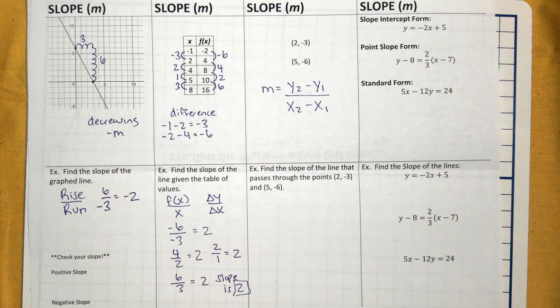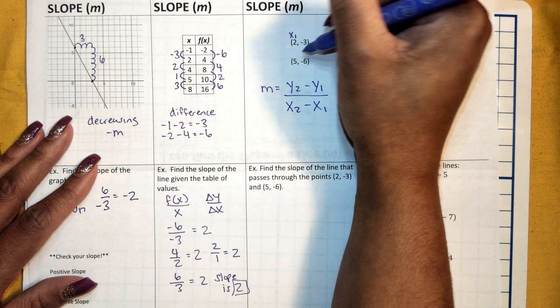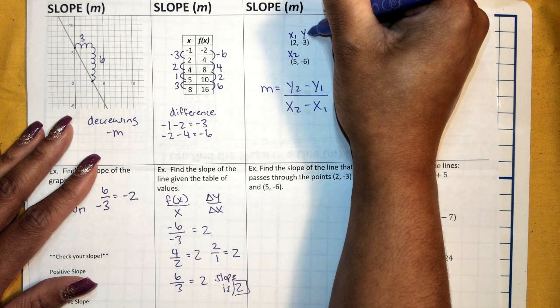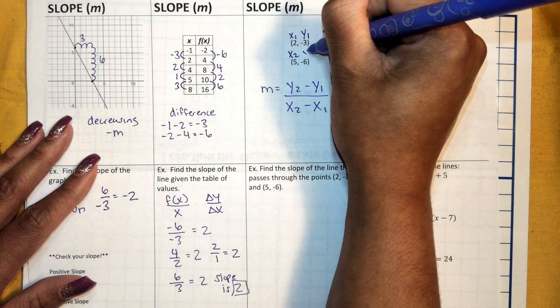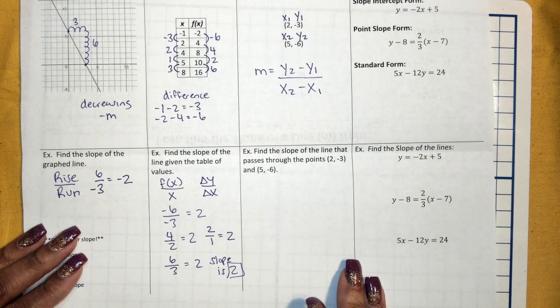And so it helps to label what your x's and y's are. What is your x2? What's your y2? So always do that first. So 2 can be your x1, and 5 is your x2, negative 3 is your y1, and negative 6 is your y2. Okay, so now all we have to do is plug in the values.